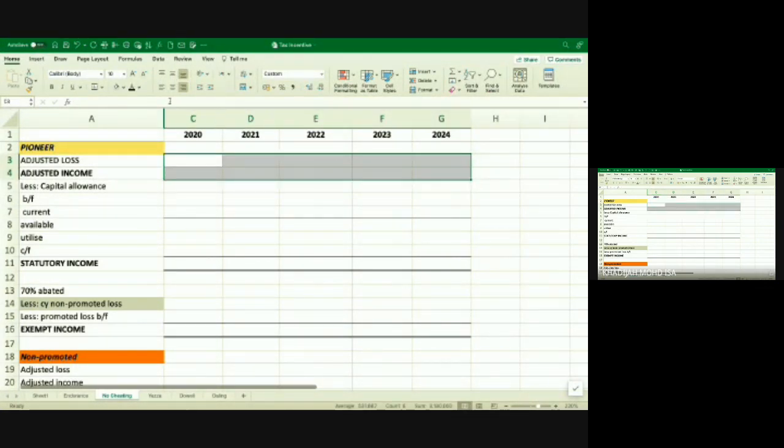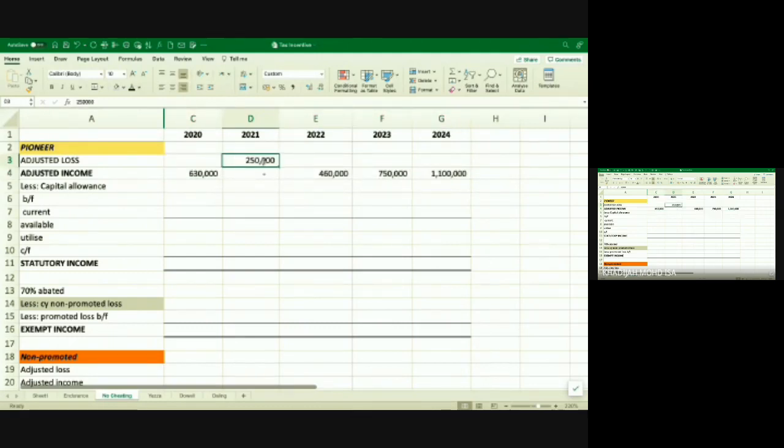So for example, here you have adjusted loss. So you put that adjusted loss in 2021. Other than that, you have adjusted income. So plug in the information provided to you. Remember that whenever you have adjusted loss, you always have negative or zero adjusted income. Do not show me that you have a negative 250,000 adjusted income. That is wrong, right? So I do not want to see that in your answer.